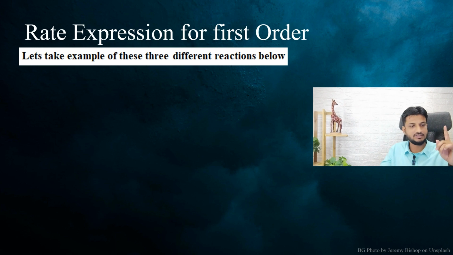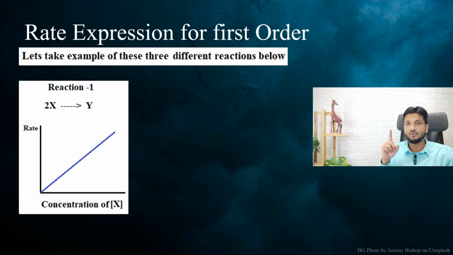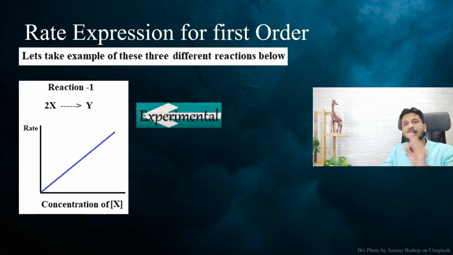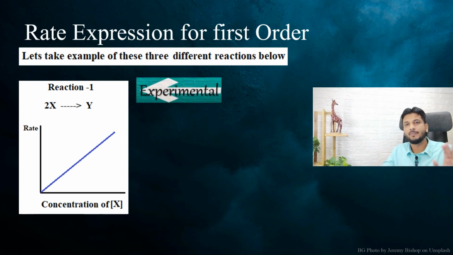Now the first reaction, reaction 1, is 2 moles of X gives 1 mole of Y. In this reaction, guys, if you notice, an experimental graph is plotted. Now this is very important. This graph is plotted between rate and concentration of the reactant X. So concentration of product has no relation in the current topic we are discussing. So whenever someone says rate expression to you, rate expression will always be related to rate and reactant. It will never have product, guys.